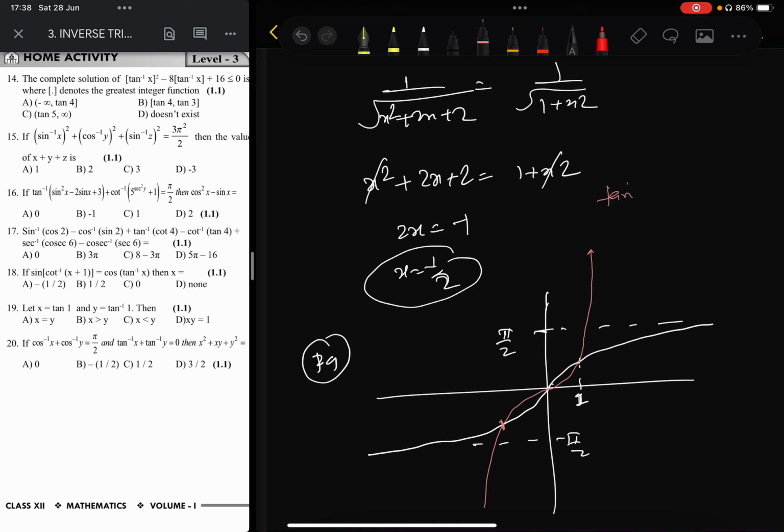Look here at tan inverse x and tan x. The value of tan inverse x is pi by 4 at x equals 1, and the value of tan pi by 4 is also 1, right? So for this graph this is pi by 4, and for the other graph this is 1 and this is pi by 4.